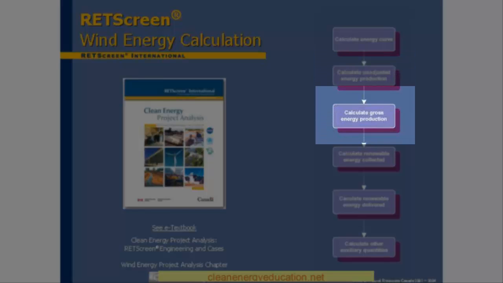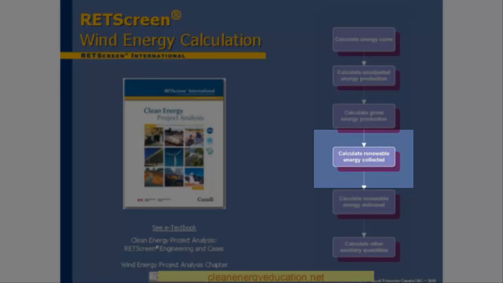Third, RETScreen adjusts this energy production estimate to account for the average density of the air at the site. This is found from the annual average air temperature and barometric pressure, both contained in RETScreen's weather database. The result is the gross energy production for the site.